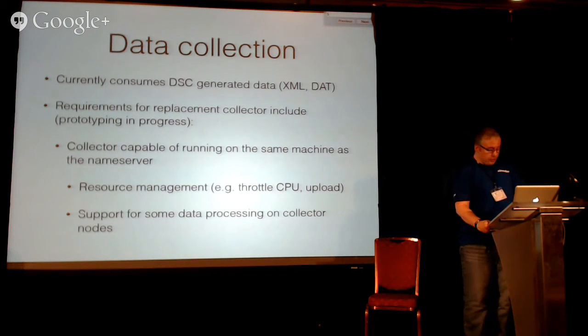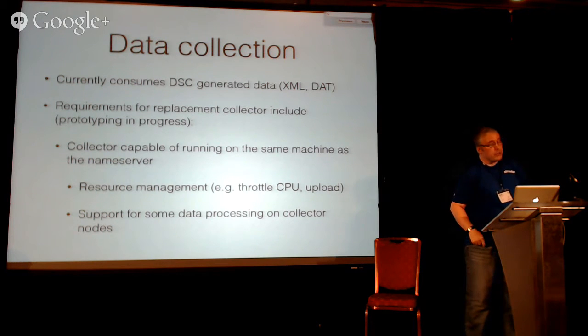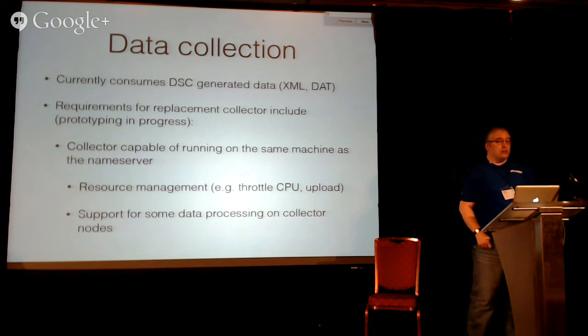Data collection. Currently Hedgehog consumes the DSC generated data. But we want to write a replacement for that DSC collector, and we want to make it usable for all environments, including those where you don't have an out-of-band network and you don't have port mirroring or something listening in on your network, and you have to, like LRoot would have to, run it on the same machine as the name server. So the collector will have to be able to do things like resource management and throttle itself back in the event of a DOS attack, because although you obviously want to see what's going on, at the same time you don't want your collector helping the DOS attack.